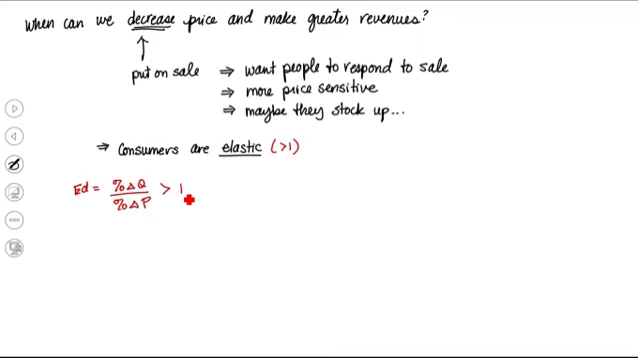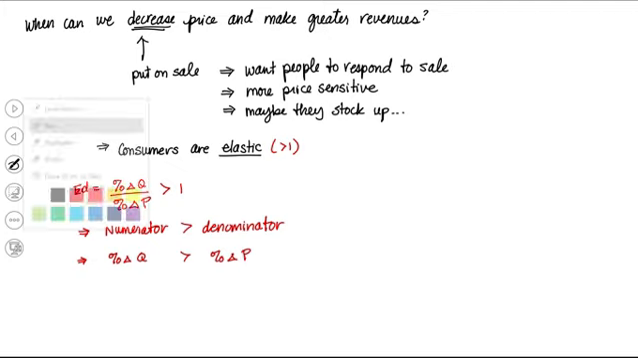So guys, if that equation is greater than 1, then what does that tell us about the numerator versus the denominator? The numerator has to be greater than the denominator. Everyone agree with that statement? For that equation to be greater than 1, the numerator has to be greater than the denominator, which tells us that the percent change in quantity is going to be greater than the percent change in price.